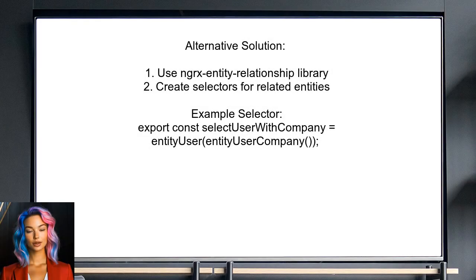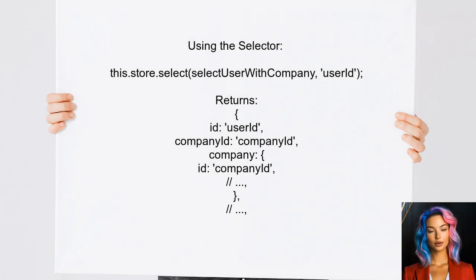An alternative solution comes from a user who faced a similar challenge. They suggest using the ngrx-entity-relationship library. This library allows you to create selectors that can simplify querying related models. To use this selector with the store, you can call it like this: this.store.select(selectUserWithCompany, userId). This will return a structured object that includes both the user and their associated company details.